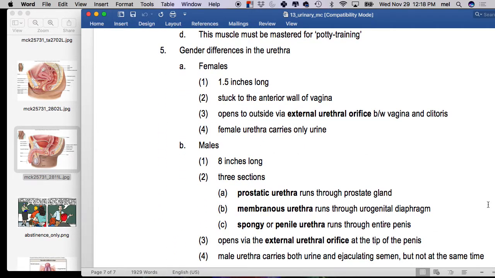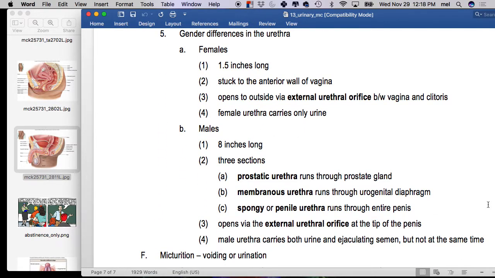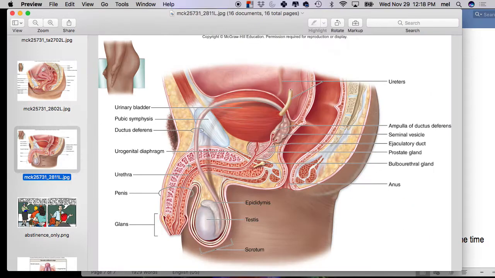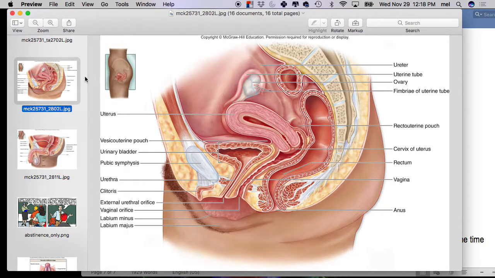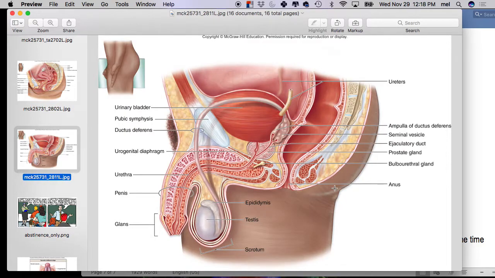So that should be sex differences in the urethra. Let's talk about that. In females, the urethra is about 1.5 inches or 4 centimeters long, and in a male, it is about 8 inches long. Now, I'm not telling you that a penis is about 8 inches long, because I do not want you to have those kinds of expectations for your life.